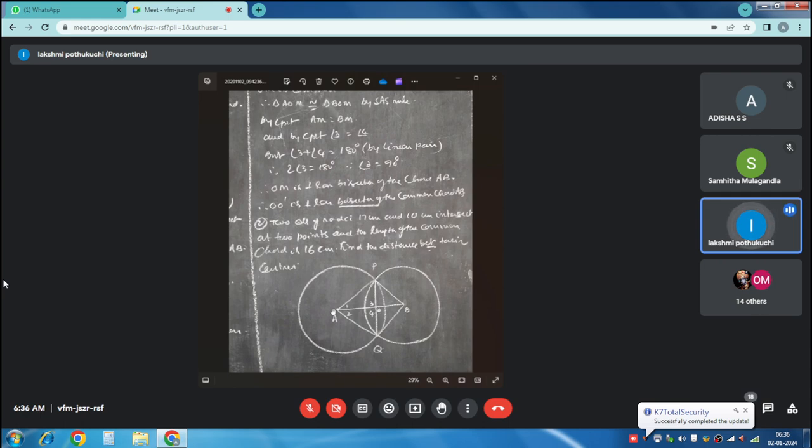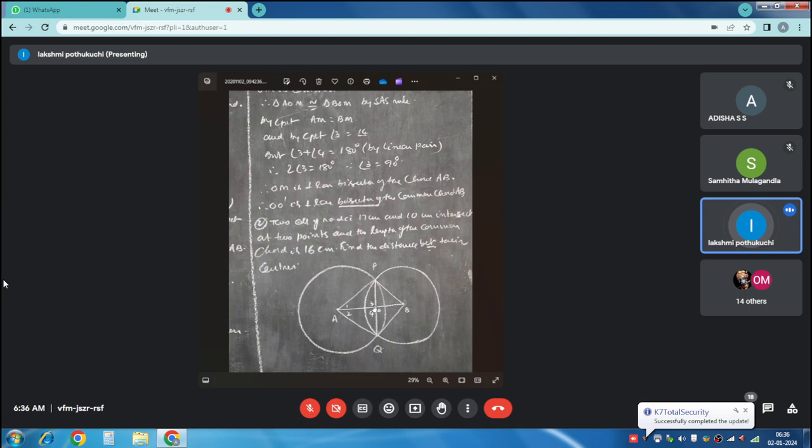First, we have proved triangles PAB and QAB are congruent by the SSS property. By CPCT, angle 1 is equal to angle 2. Now I have taken triangles AOP and AOQ, in which AP is equal to AQ. Given angle 1 is equal to angle 2, proved above, and AO is common for both the triangles. Therefore, these two triangles are congruent by SAS property.